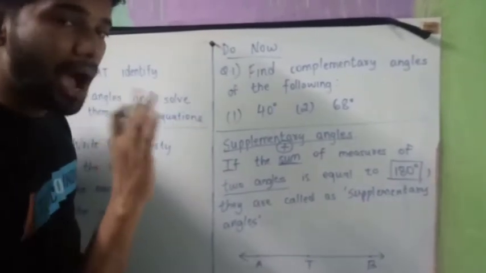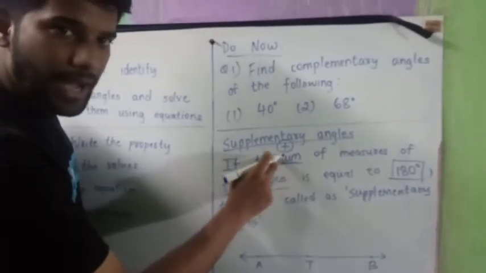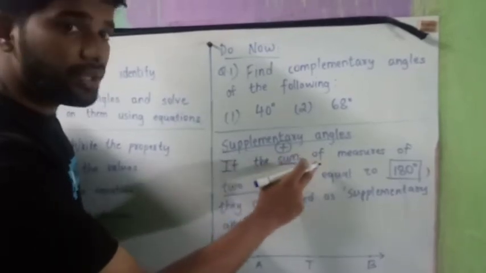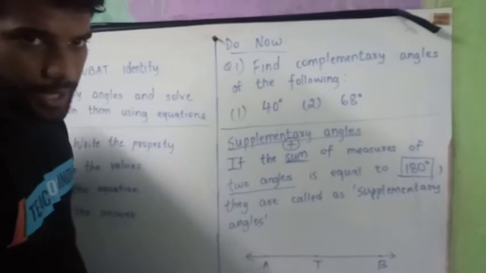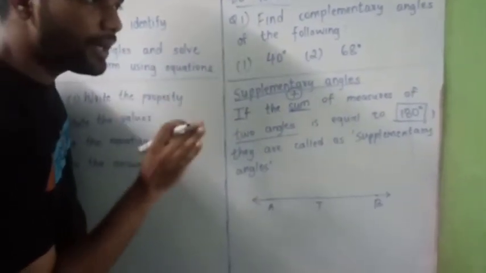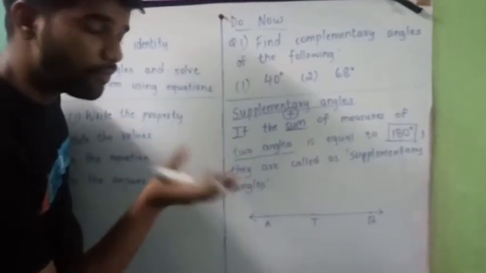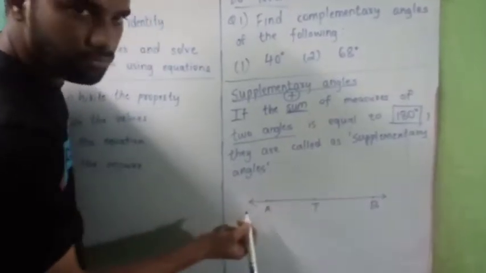We'll find out how and why. Okay, so sum means we have to add two angles. If we are adding two angles and if the measurement is equal to 180 degrees, then they are supplementary angles. Very simple. Now we'll learn why. Why only 180 degrees? Why not 170? Why not 200? Why not 360 degrees? Why only 180 degrees? So can you see this straight line, right?